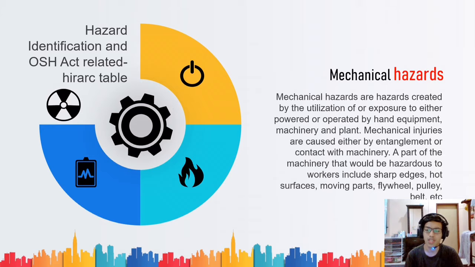What do we know about mechanical hazards? Mechanical hazards are hazards created by the utilization of or exposure to either powered or hand-powered equipment, machinery, and plant. Mechanical injuries are caused either by entanglement or contact with machinery. Parts of the machinery that are hazardous to workers include sharp edges, hot surfaces, moving parts, flywheels, pulleys, belts, and the like.